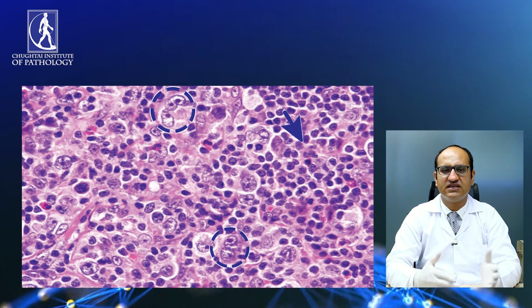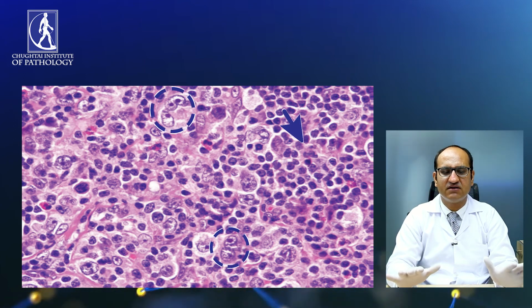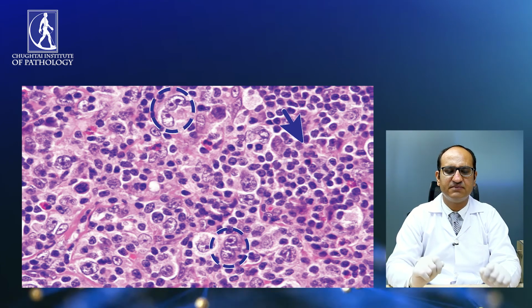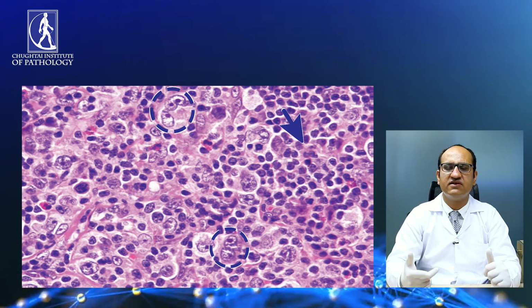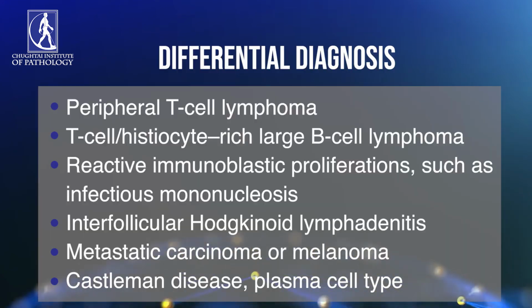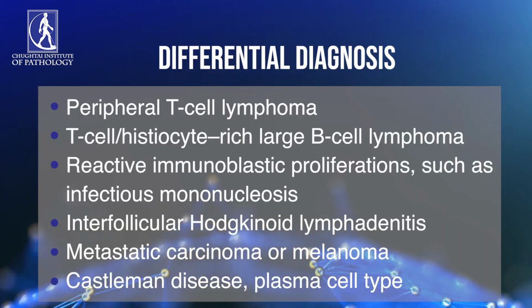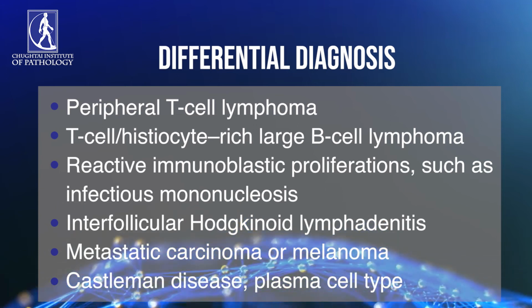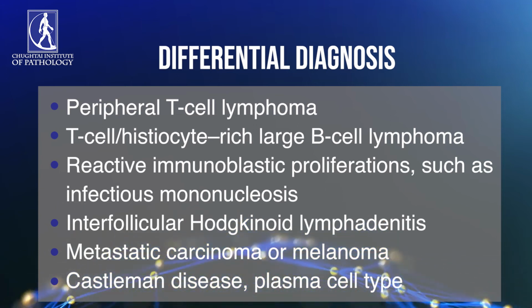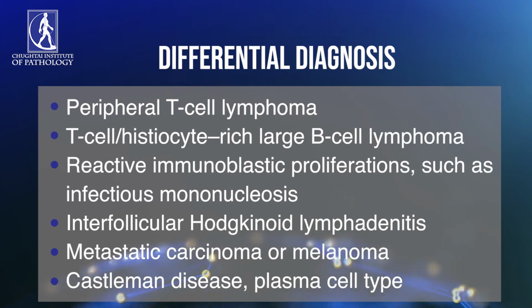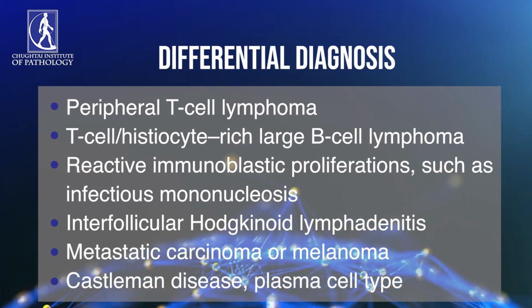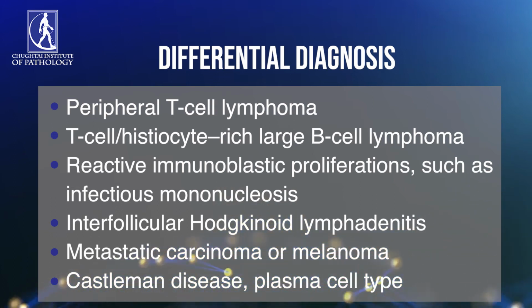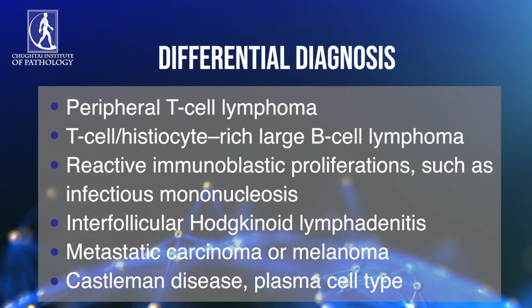Here you can see in this picture there is a mixed inflammatory background, that is presence of neutrophils, lymphocytes, plasma cells, and histiocytes, and you see scattered large cells with prominent eosinophilic inclusion-like nucleoli. The differential diagnosis would be peripheral T cell lymphoma, T cell/histiocyte rich large B cell lymphoma, reactive immunoblastic proliferation. The other differential diagnoses would be interfollicular Hodgkinoid lymphadenitis, metastatic carcinoma, melanoma, Castleman disease, or most commonly, the Castleman disease that is confused with classic Hodgkin lymphoma is plasma cell type.